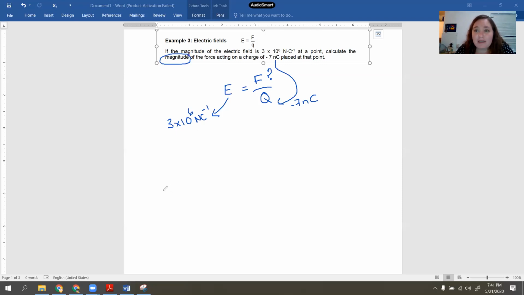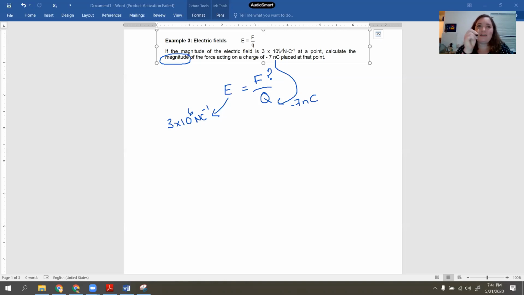If they didn't say magnitude and they just said calculate the force, you'd have to bear in mind that the negative would be a negative charge, and a negative charge would experience a force of attraction. Because, sorry, I've just got to think here. My brain's just gone fritzy.